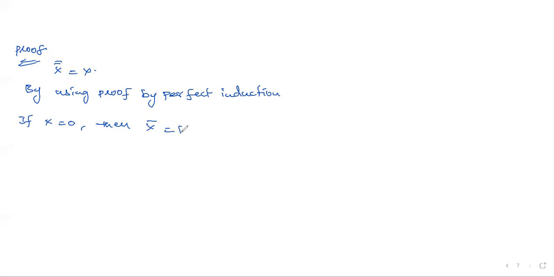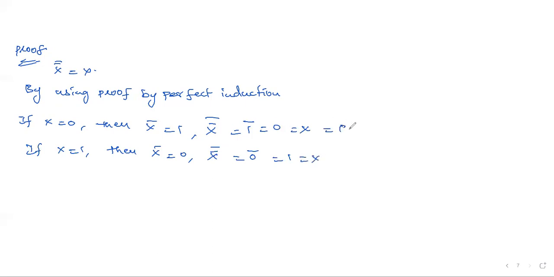X complement will be 1. X complement whole complement will be 1 complement, that will be 0, which is x. If x is 1, then x complement will be 0. X complement whole complement will be 0 complement will be 1. That is x. So this is also RHS. Therefore, x complement whole complement will be x.